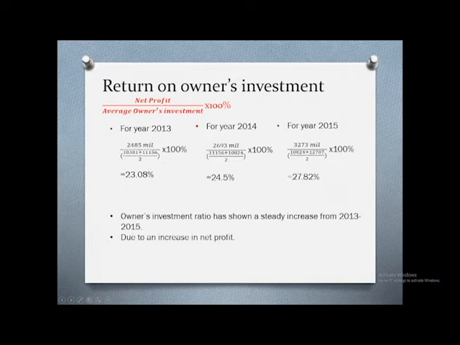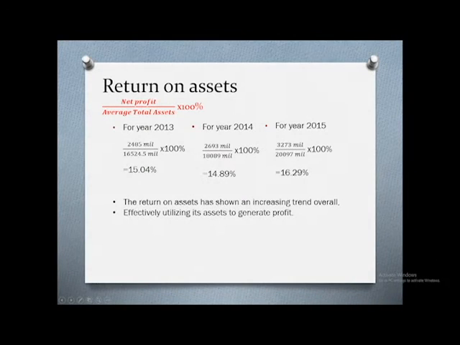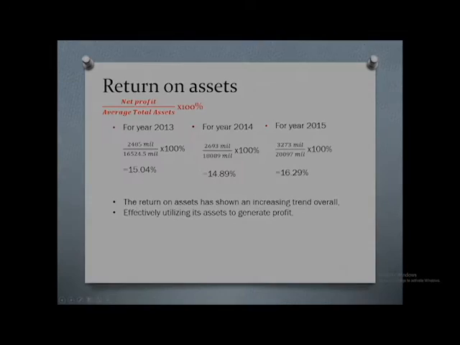The return on owner's investment ratio has shown a steady increase from 2013-15, due to an increase in net profit. The higher the net profit, the higher the return on owner's investment, hence Nike must ensure that its net profit figures remain high. The return on assets has shown an increasing trend overall, from year 2013-15, although there was a slight decrease in the year 2014. This shows that overall, the business is effectively utilizing its assets to generate profit. By effectively allocating its resources to generating profit, return on assets can be maintained or bettered.